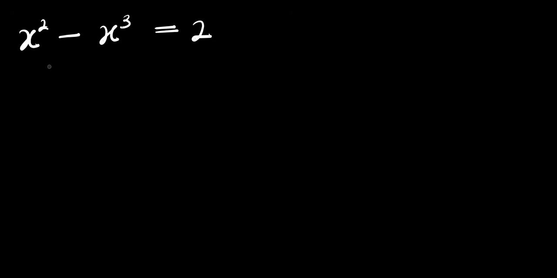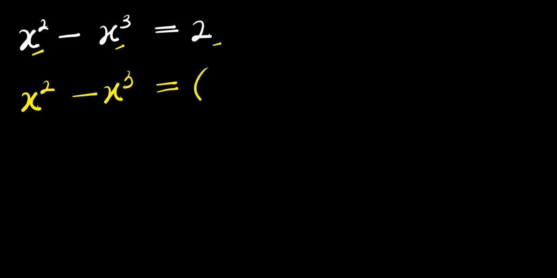Hello, how to solve this exponential problem? This is x power 2 minus x power 3 equals 2. We are solving for all values of x that satisfies this equation, so I can simply have this as x power 2 minus x power 3 equals 2.